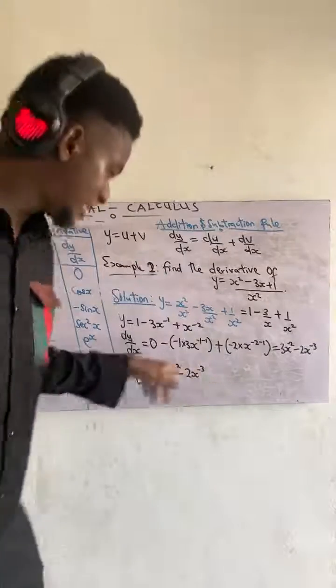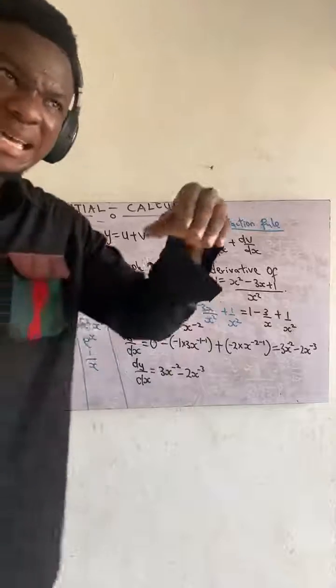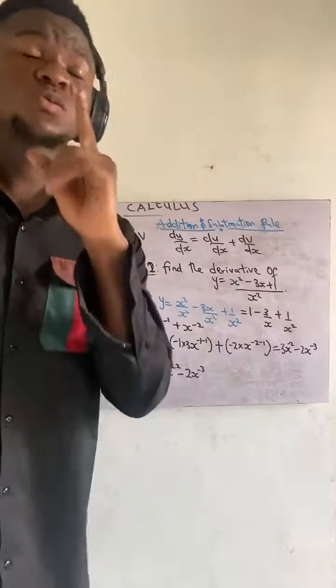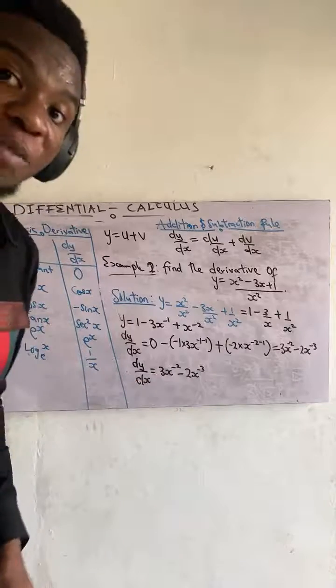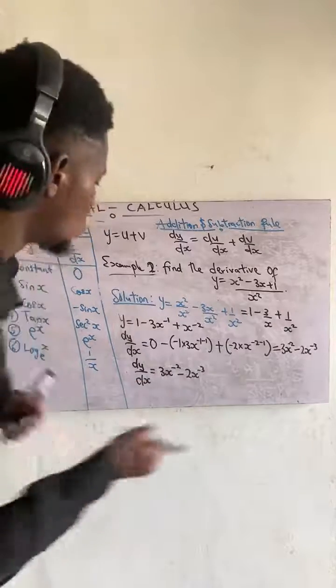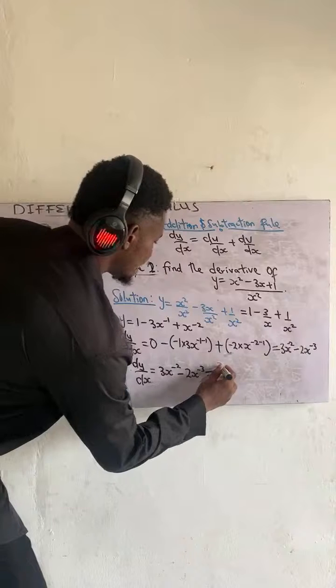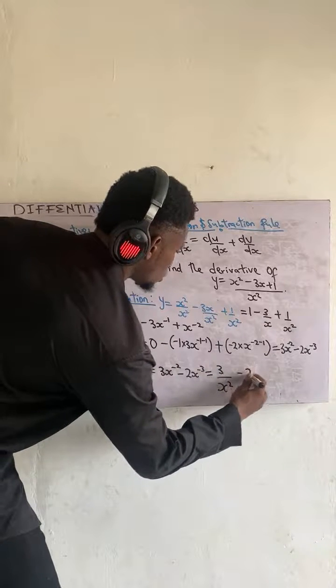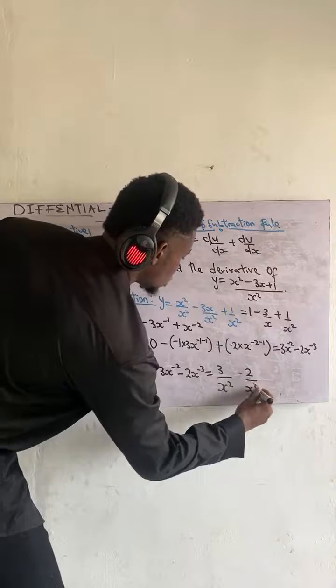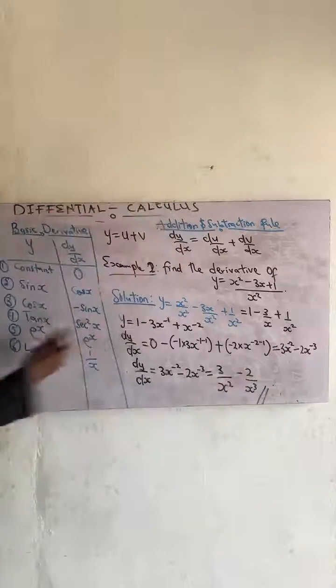I can turn this negative power to division. And once I'm turning this negative to division, then this x would become the what? Denominator. So this will now be expressed as 3 over x squared minus 2 over x cubed. This is the final answer.